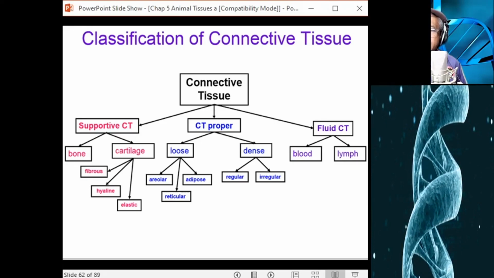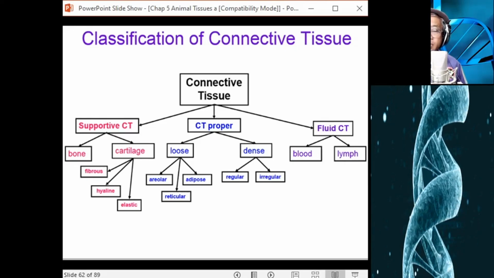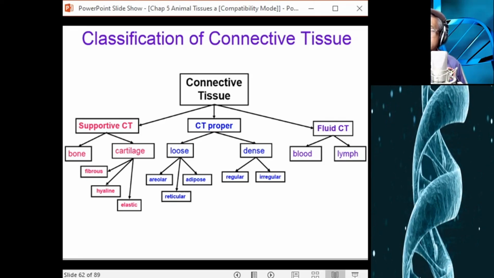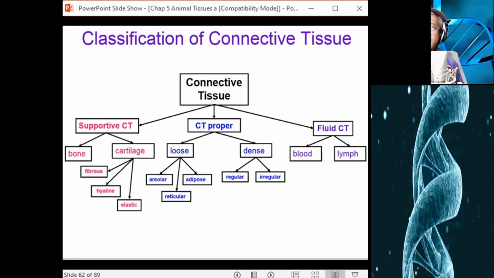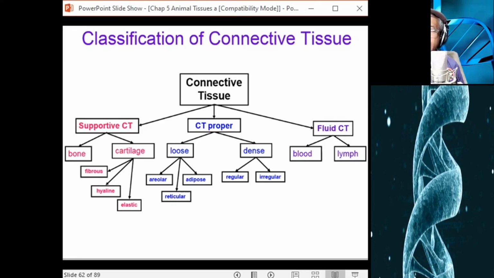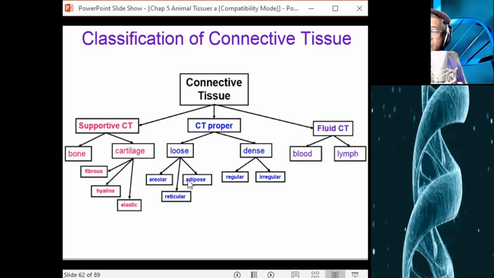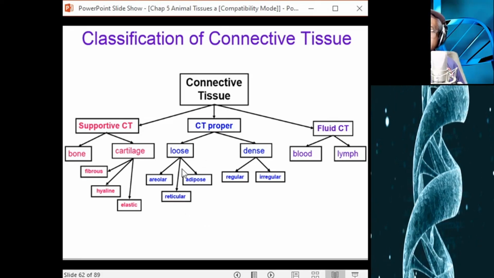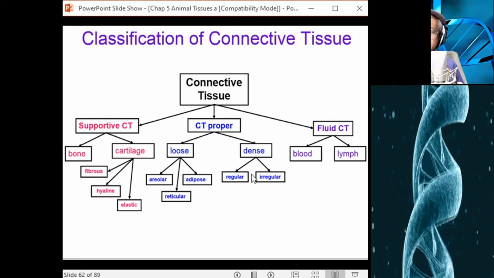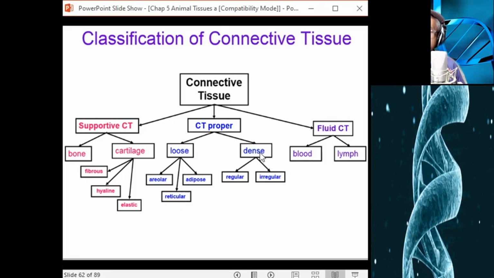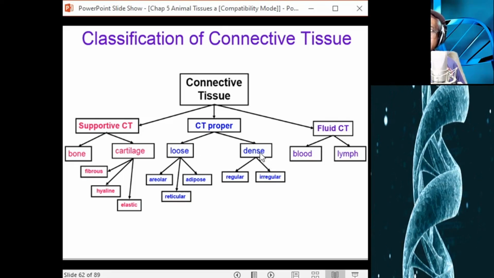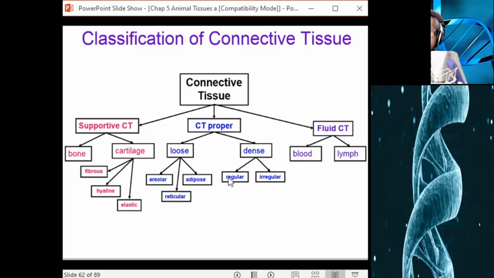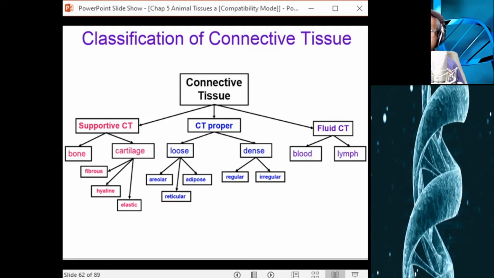Now under connective tissue proper, we have loose connective tissue and we have dense connective tissue. Alright, now under loose connective, we have areolar connective tissue, adipose, and reticular. Okay, reticular connective tissue. Under dense, we have regular and irregular. Kasama na din dito yung dense, yung tendons and ligaments.